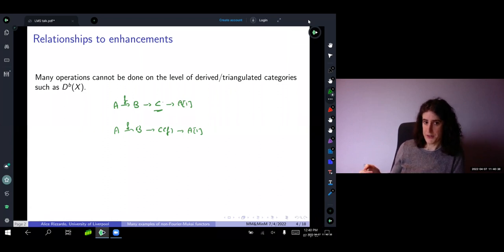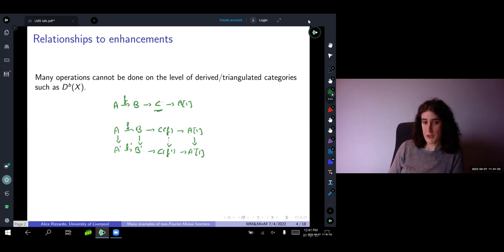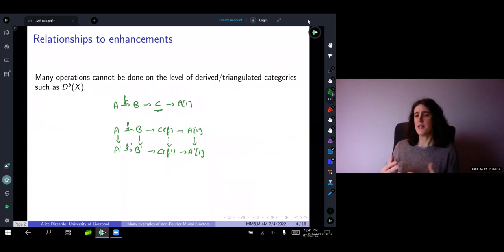And so the problem with this is that this cone construction is not functorial, which means that if I have another one, and a morphism between these, there exists a morphism between the cones, but it is not unique. You have to make a choice there. And there is no way of making this unique on the level of the derived category. And this, as you can imagine, is quite annoying and creates a bunch of issues. There's a number of things you cannot do on the level of the derived category.